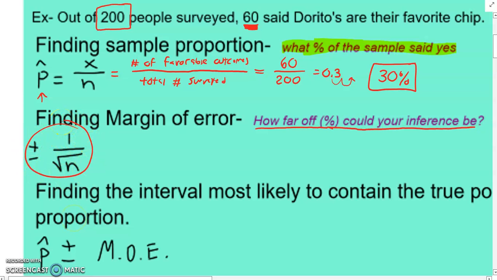You're going to take the n value, which is the total number surveyed, and you're going to go 1 divided by the square root of that total number. So 1 divided by the square root of that total number in this problem would be 1 over the square root of 200.